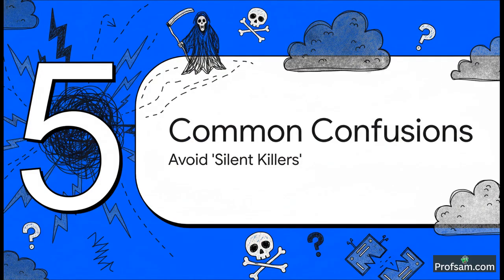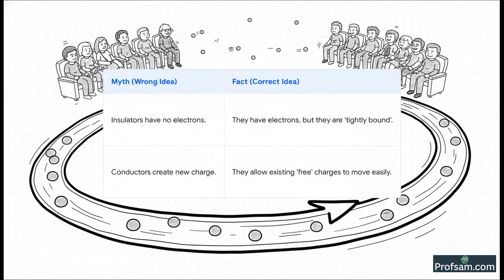All right, let's quickly talk about some very common mistakes that students often make. I like to call these silent killers, because they can quietly cause you to lose marks in your exam, even when you think you've understood everything. Let's make sure this doesn't happen to you. The first myth is that insulators have no electrons. This is completely wrong. They have billions and billions of electrons, just like conductors do. The only difference, as we learned, is that their electrons are tightly bound, stuck in their seats. The second myth is that conductors somehow create new charge. No, they don't. The charge is already there, in the form of these free electrons. Conductors just provide a convenient path for these existing charges to move easily.